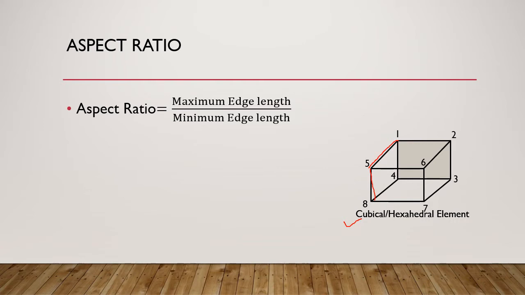The threshold for the aspect ratio is 5. It cannot go beyond 5. We have to keep our quality check within this range. If it is more than 5, then we have to shift your nodes by using a transformation tool or a translation tool to keep it within the quality range.